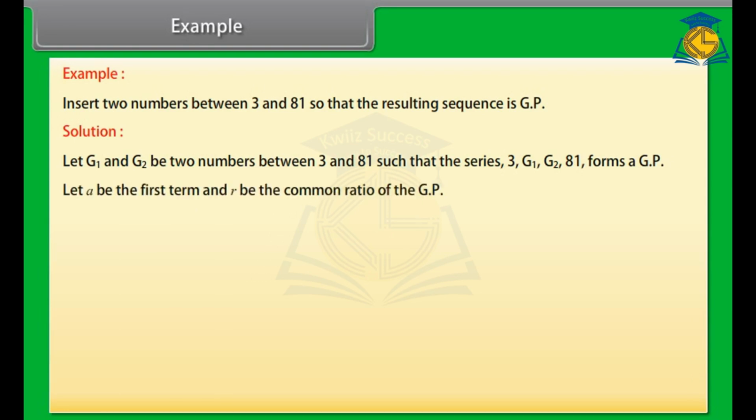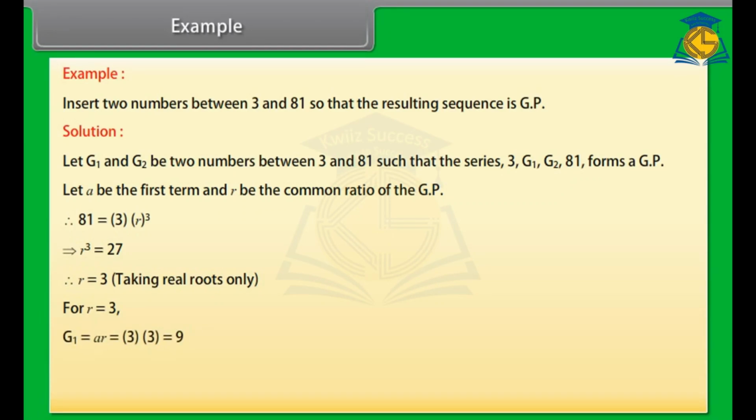Let A be the first term and R be the common ratio of the GP. Therefore, 81 is equal to 3 into R cube. It implies R cube is equal to 27. Therefore, R is equal to 3, taking real roots only. For R is equal to 3, G1 is equal to A into R is equal to 3 into 3, which is equal to 9. G2 is equal to A into R square is equal to 3 into 3 square is equal to 27. Thus, the required two numbers are 9 and 27.